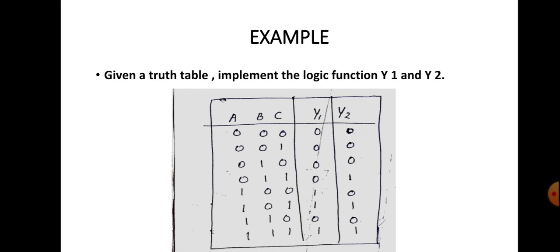Sometimes the function may be given in sum of minterms form, like sigma m 1, 2, 3 or sigma m 3, 4, 7, like Y1 equals that. Then you have to convert it into sum of product terms. You have studied this in the third semester, so prepare for whatever way the problem may be asked.